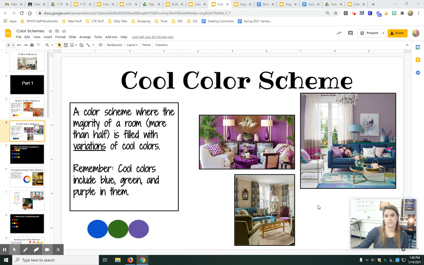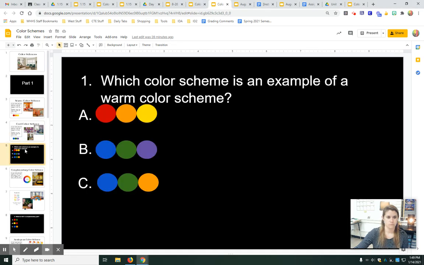and relaxed. So in this room the majority is purple. The colors used are purple, blue, and green. And then same thing in this room, purple, blue, and green. First question that you need to answer on your form.